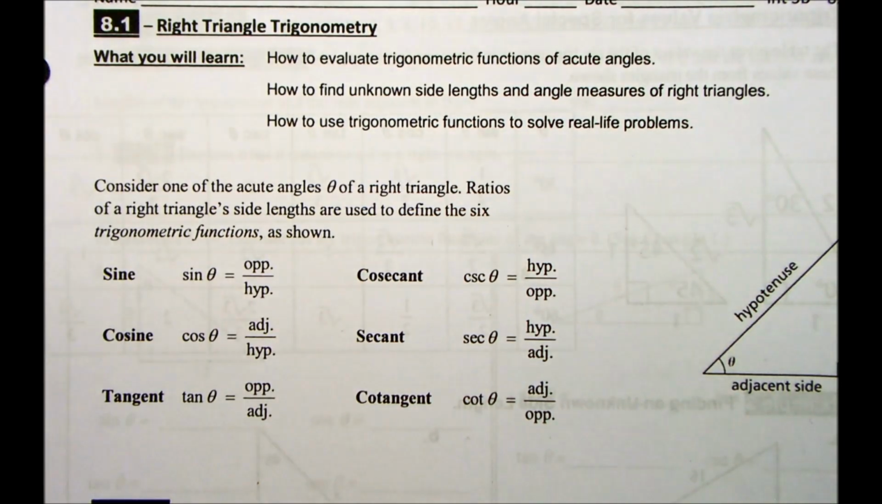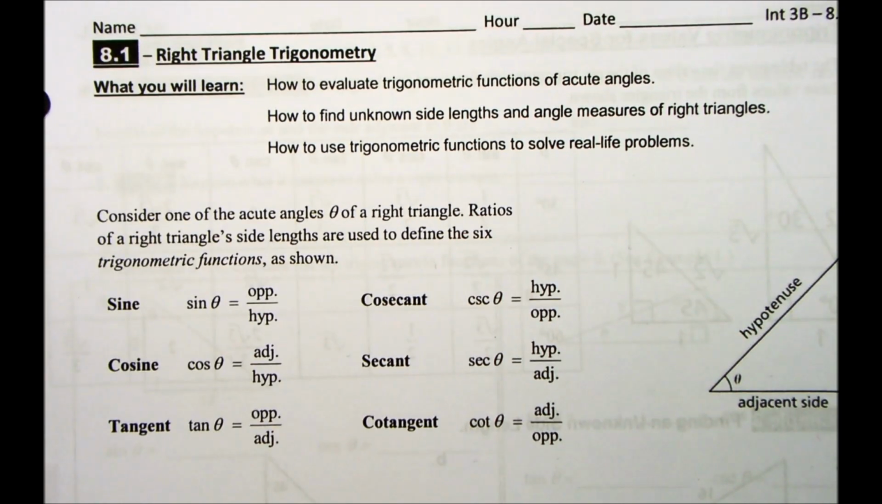Hello again. We are starting Chapter 8 now, and this is Section 8.1. It's called Right Triangle Trigonometry. And a lot of this is review from Geometry or Integrated 2, whichever you had.